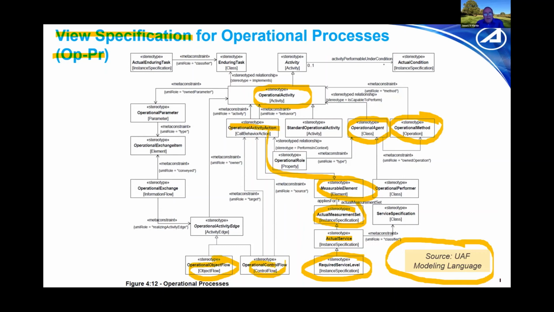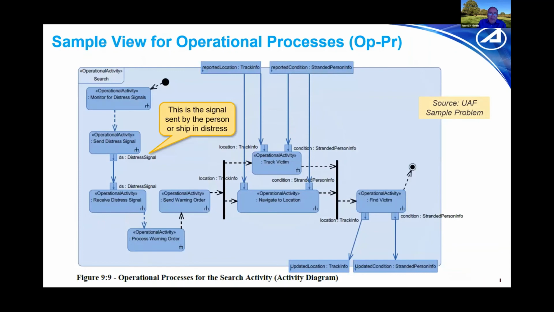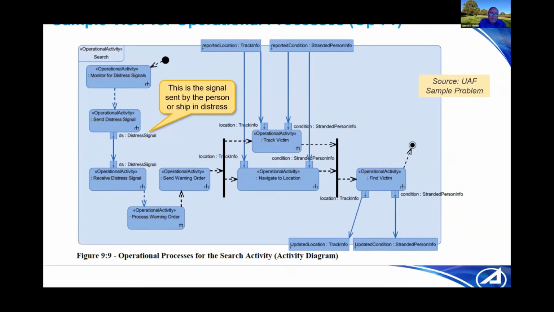You would never show this to your engineers, but the modelers might need this to help figure out what kind of information they need to populate this particular kind of view. So here's a sample view provided for search and rescue. Here's your monitoring activity for the distress signal. There's the sending of the signal, there's the receiving of the signal, processing a warning order, navigating to the location where the victim is located. And at some point you find the victim and you rescue them.